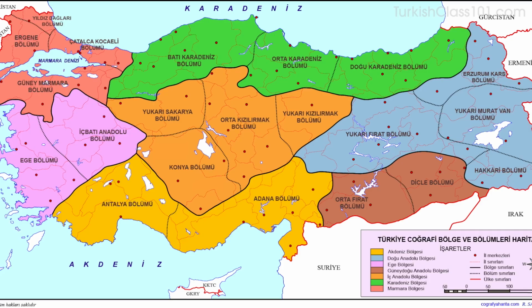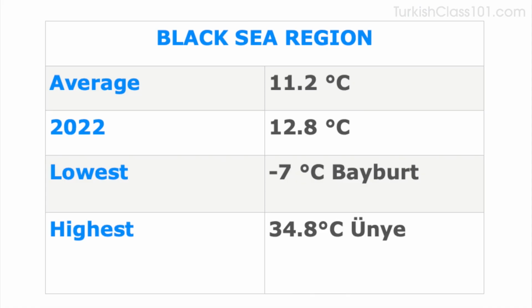Black Sea region, the long-term average temperature is 11.2. It was 12.8 in 2022. The lowest temperature was minus 7, my god, in Bayburt, and the highest was 34.8 in Ünye.